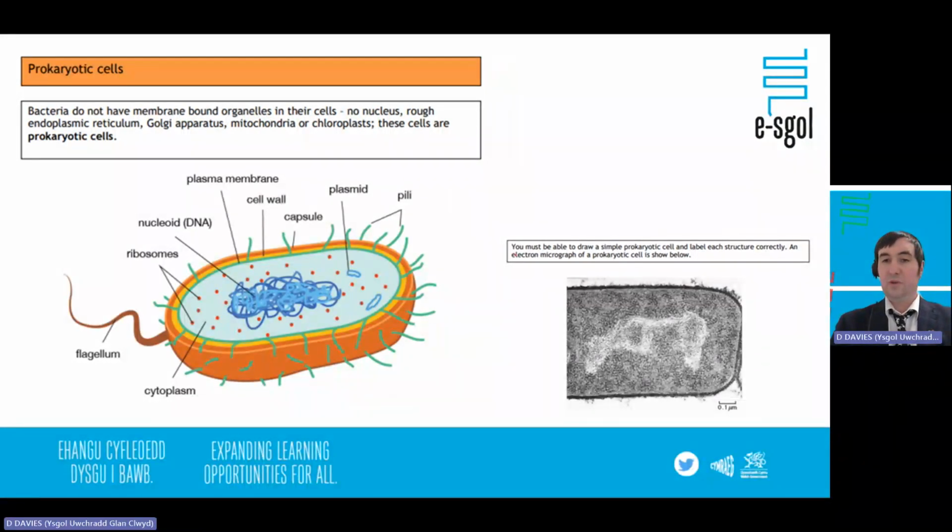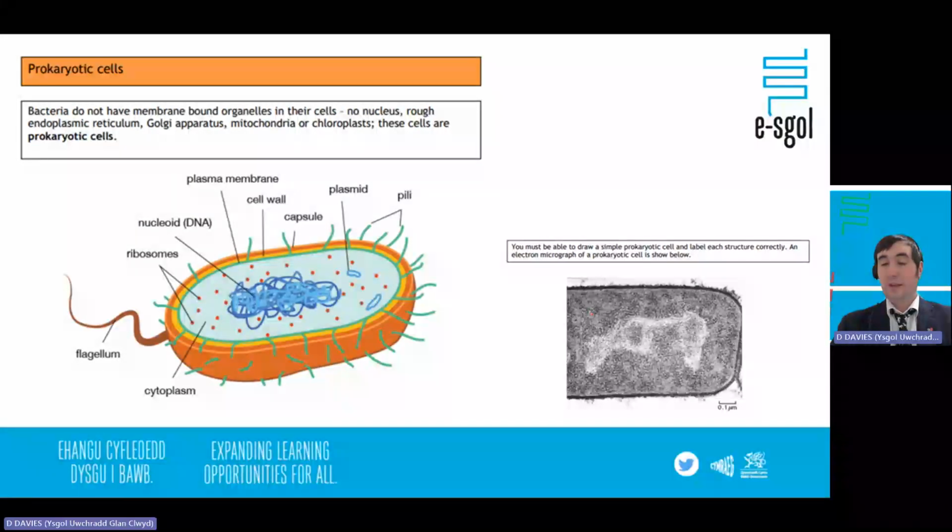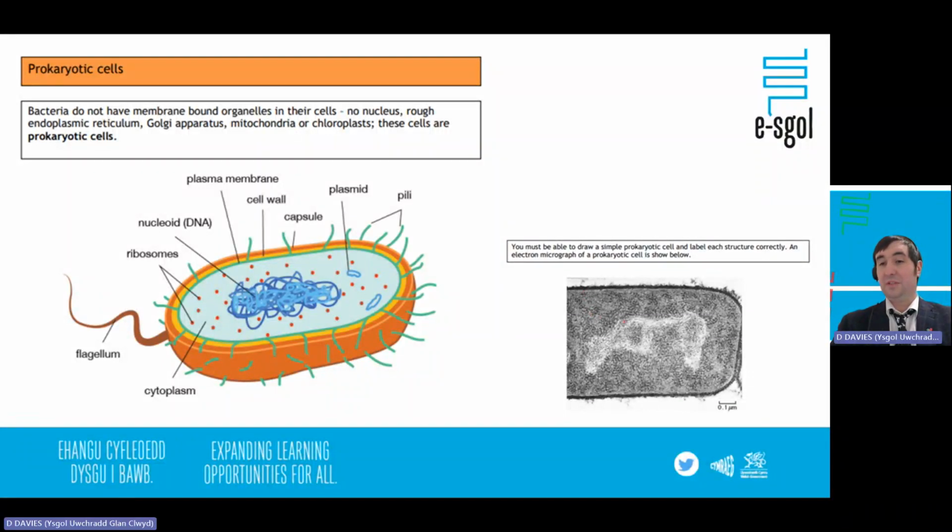You must be able to draw a simple prokaryotic cell and label each structure correctly. And this is an electron micrograph of a prokaryotic cell. I know it looks like an old black and white TV screen. I'm showing my age there. It just looks like a fuzzy mess, doesn't it?